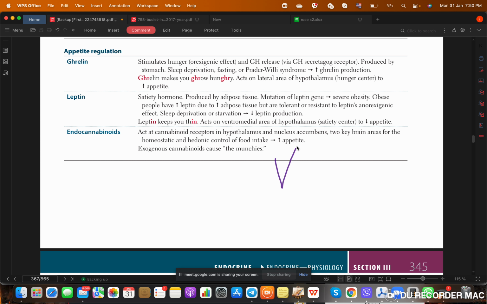And it acts on the ventromedial area of the brain. If you destroy it, what will happen to the patient? Leptin decreases the appetite. What happens if you destroy the ventromedial area of the brain? Can leptin act on it? The answer is no. So the patient is going to eat all the time. What happens if you eat all the time? You become very massive. Ventromedial, very massive. Okay? So destruction of the ventromedial area makes you very massive. Destruction of the lateral area makes you lean. Okay?